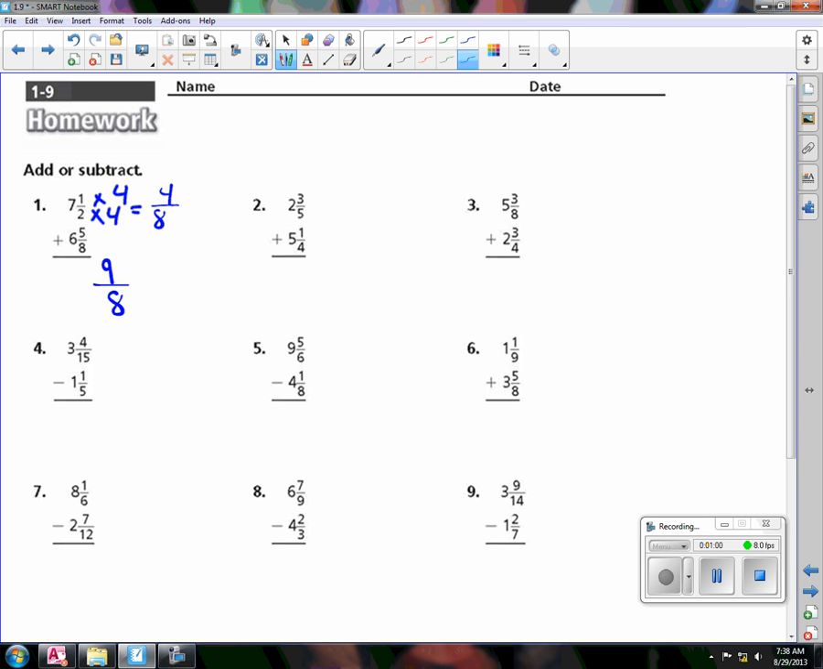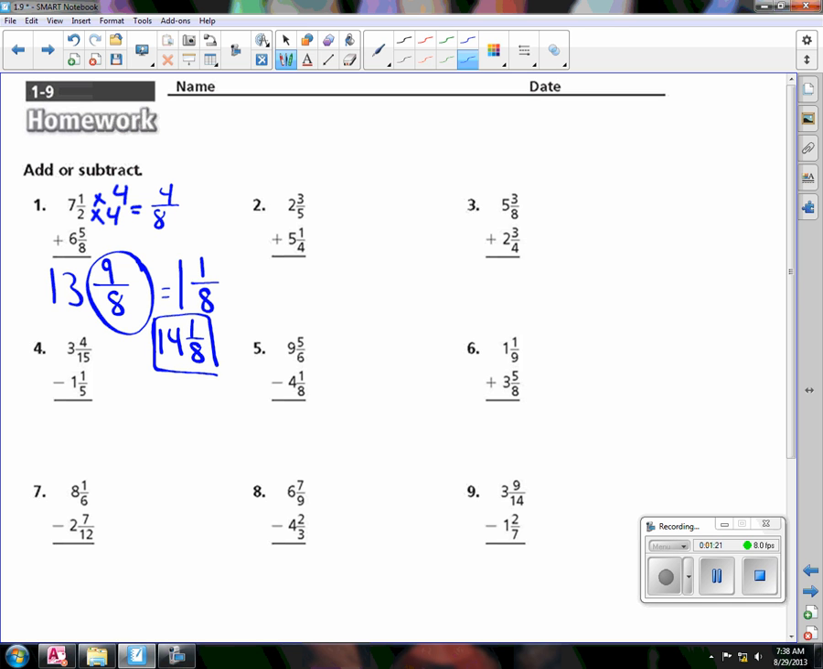7 plus 6 is 13. But I have this improper fraction I have to deal with, which equals 1 and 1/8. Add that to that 13, I get 14 and 1/8. And then this is my final answer.